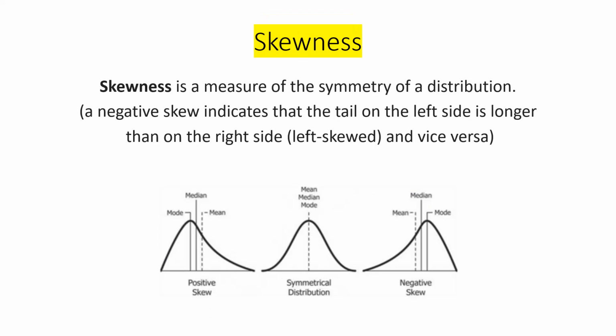Skewness. Skewness is a measure of the symmetry of a distribution. A negative skew indicates that the tail on the left side is longer than on the right side. As you can see here in this picture, the graph on the right indicates a negative skew. In the middle we have a symmetrical distribution, and in the left graph we have positive skew where the tail on the right side is longer than on the left side.